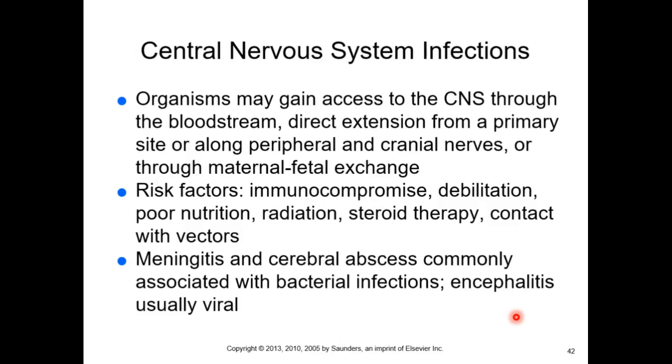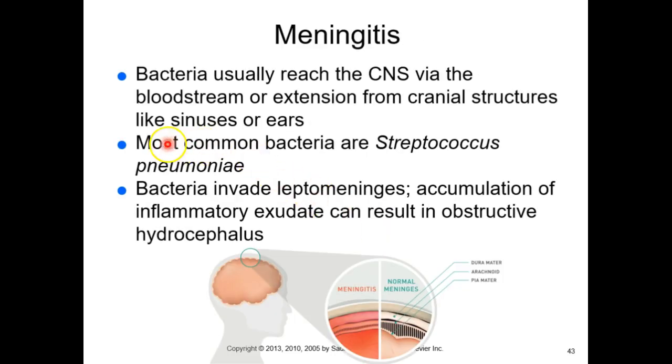Let's see. So CNS infections, they shouldn't be as common, right? Because you have a blood-brain barrier, so it's less likely that viruses and bacteria are going to make it into the brain tissue itself. It doesn't mean they don't exist. More commonly, the meninges will get infected because that's beyond that blood-brain barrier. So meningitis, especially in people who are immunocompromised, or are otherwise vulnerable, poor nutrition, radiation therapy, steroid therapy, or other contact with vectors. You may have heard of meningitis.